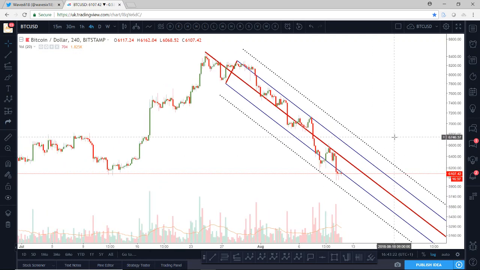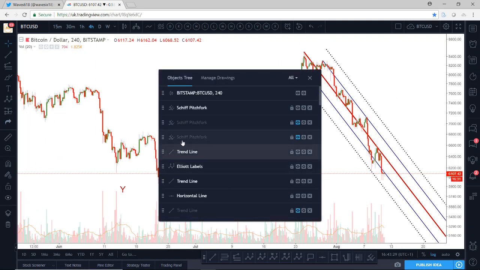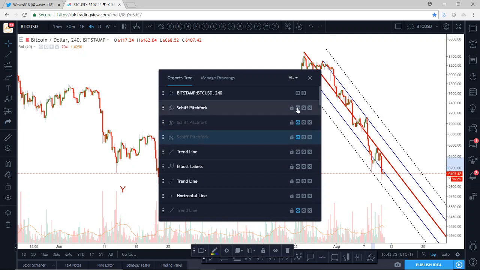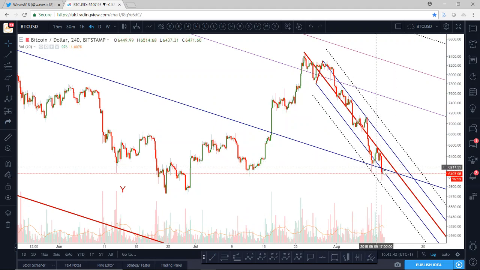Now, as I say, on the larger pitchfork that we were looking at, this one, we have hit this upper median line, so we could see a bit of resistance here. It's like looking at a confluence between two pitchforks here. So we could see price come up higher.